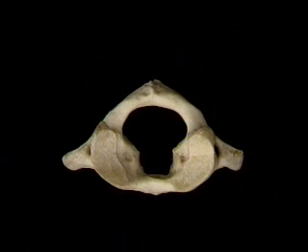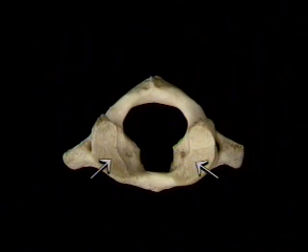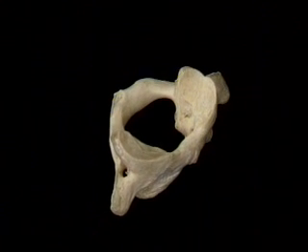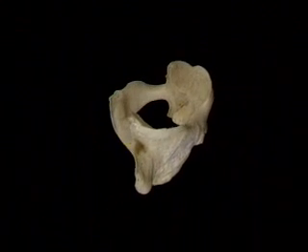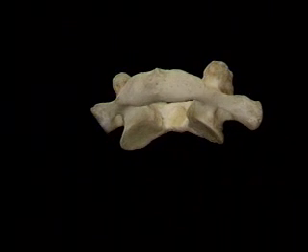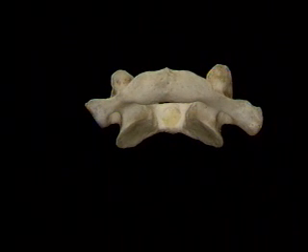The upper articular surfaces of the atlas are shaped like parts of the inside of a cup to match the shape of the occipital condyles. The lower articular surfaces of the atlas are shaped like parts of the inside of a cone.